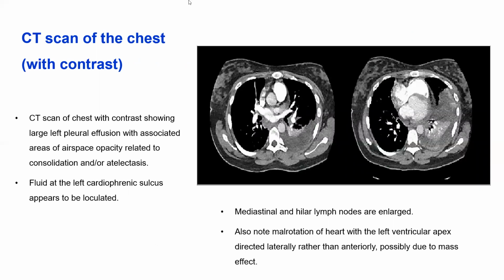CT scan of the chest with contrast is more useful because it shows more accurate imaging. Here we can see a CT scan of the chest with contrast showing a large left pleural effusion, with associated areas of airspace opacity related to consolidation and or atelectasis. Fluid at the left cardiophrenic sulcus appears to be loculated.